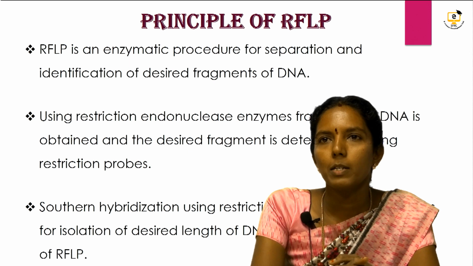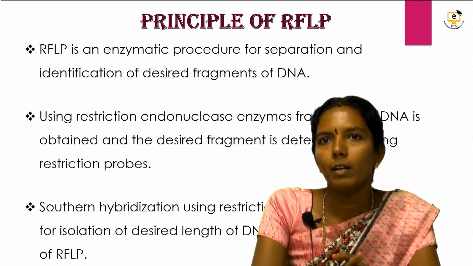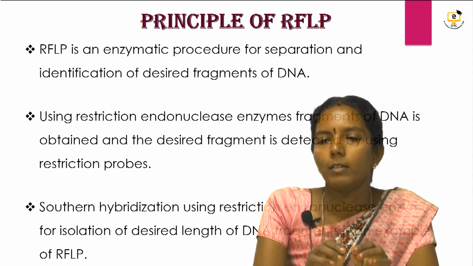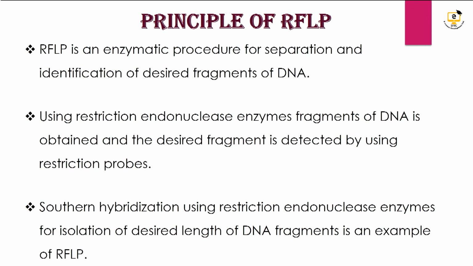So, the major principles of RFLP. RFLP is an enzymatic procedure. The desired DNA fragments are restricted with the help of restriction endonuclease enzymes. The fragments obtained from the desired DNA are detected by the use of restriction probes. Southern hybridization, using the restriction endonuclease enzymes for the isolation of the desired length of DNA fragments, is considered an important step for RFLP.